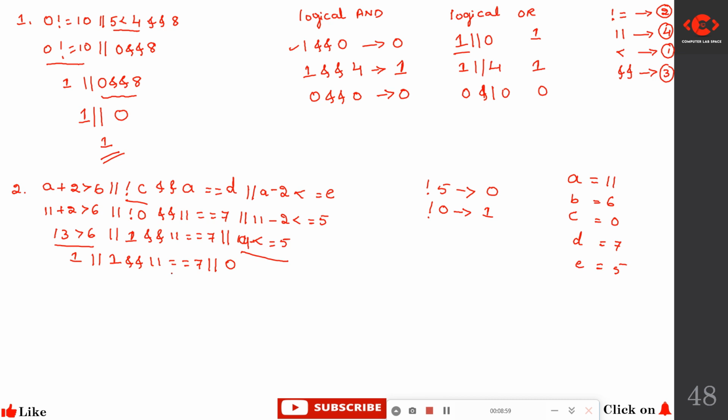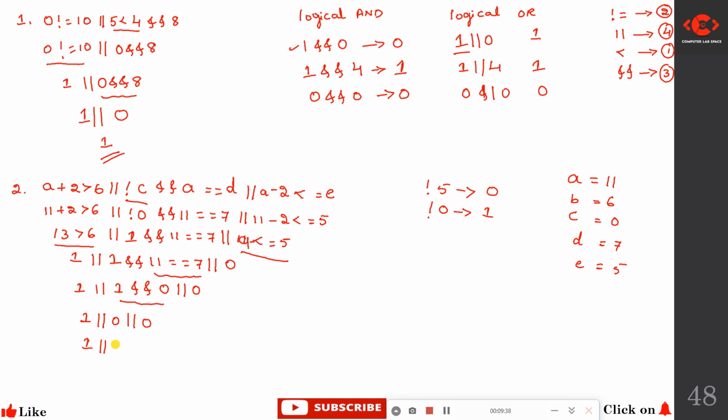What is the next priority we need to give after relational? We need to give the priority to the equality operator. So 1, or 1, logical AND, is it 11 equals 7? No, the condition is false, so 0 or 0. Is it clear? Now we need to solve the logical AND first, then we need to solve the logical OR. So 1, or 1 and 0. If you observe above here, the result will be 0 or 0. Right? So 0 or 0, anyway we are going to solve left to right.